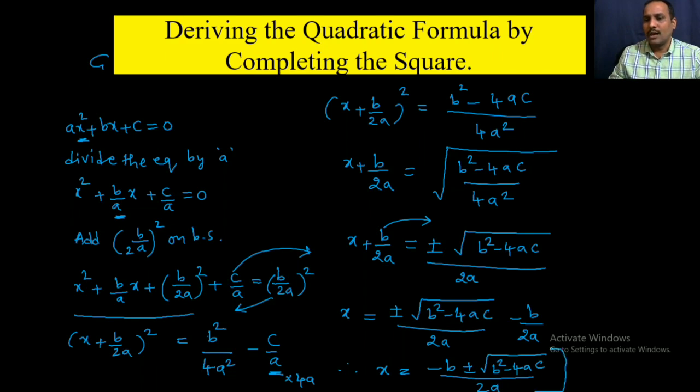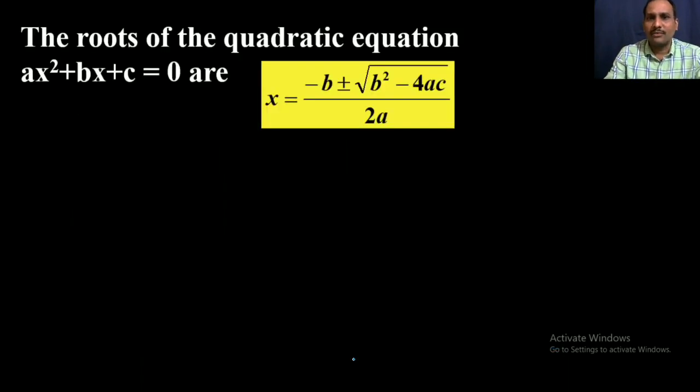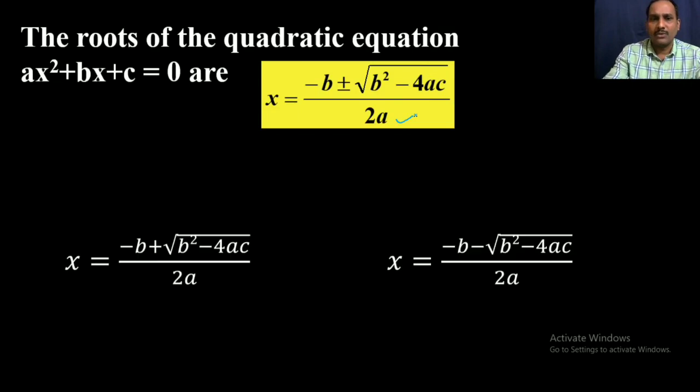So these two are the roots of the quadratic equation ax square plus bx plus c equal to 0. So here minus b plus root b square minus 4ac, and minus b minus root b square minus 4ac, are the two roots. So if you write it together, the roots of the quadratic equation ax square plus bx plus c equal to 0 are x equal to minus b plus or minus under root b square minus 4ac by 2a. So what are the two roots? Here once you are taking plus and once you are taking minus, and you can assume them as x1, x2 also. So these are the roots.